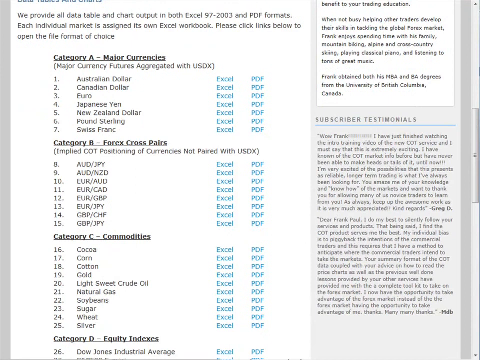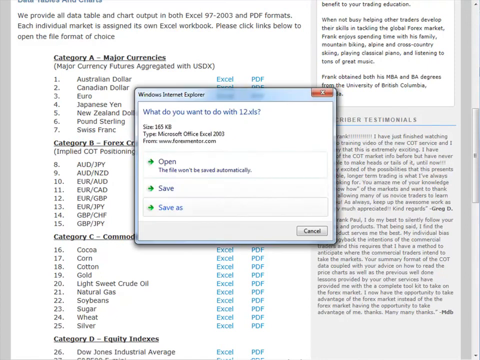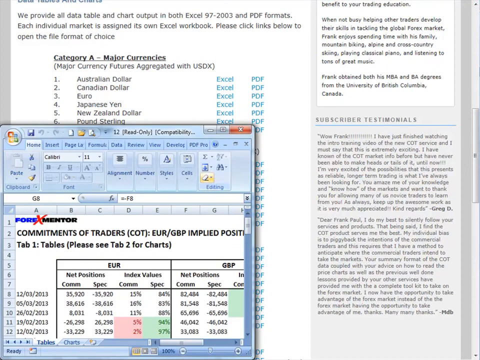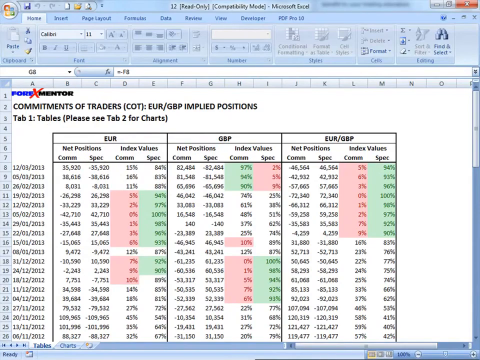So again, going back to Friday, March 15th, I haven't updated the tables as I record this, so this is the most recent version. I'll click on the Excel file. Bear with me for a second. It just takes a moment to load. Any second now. There we go. So there's the read-only Excel 9703 version of our data tables and charts for Euro Pound.